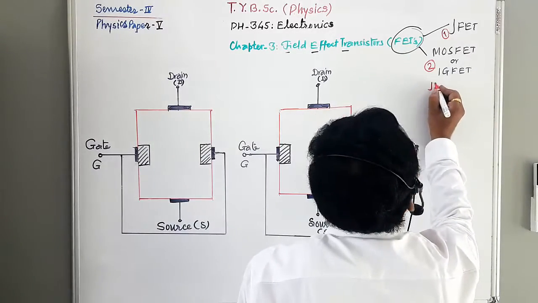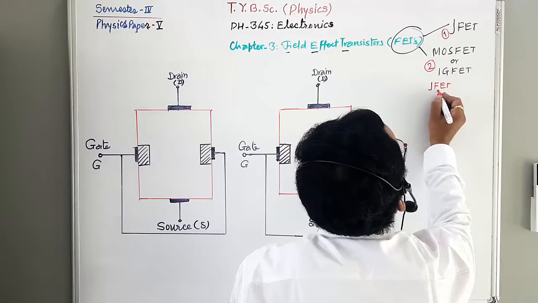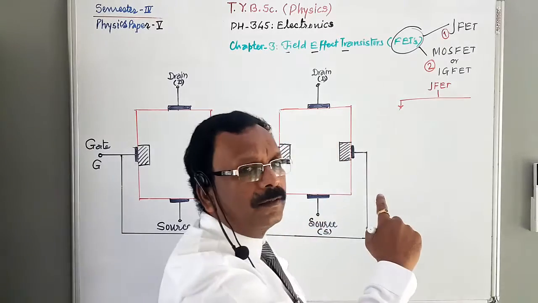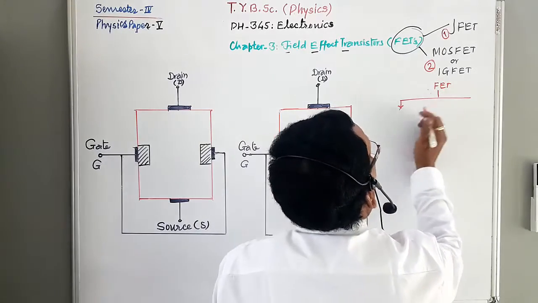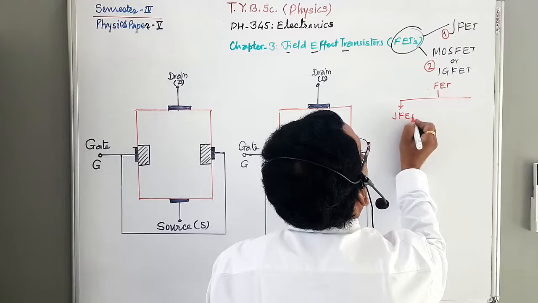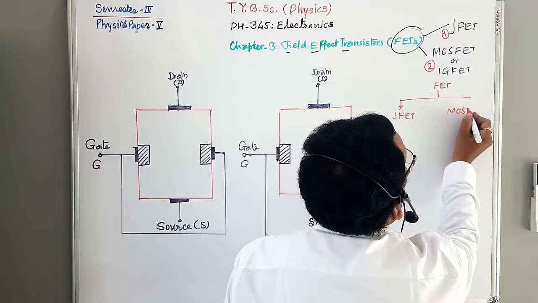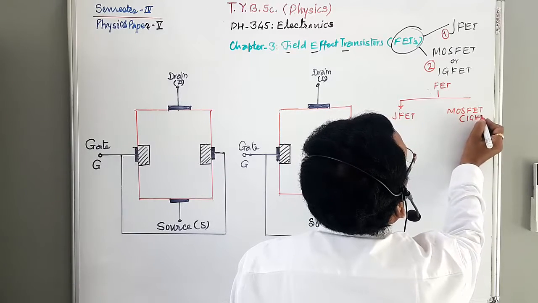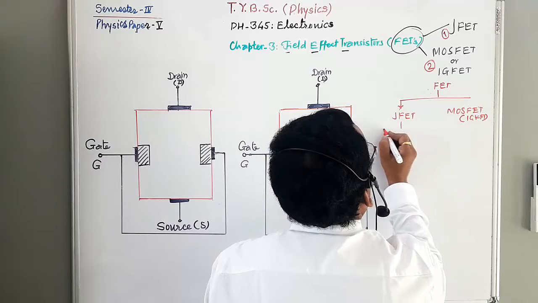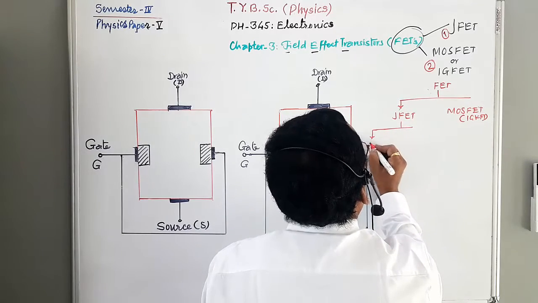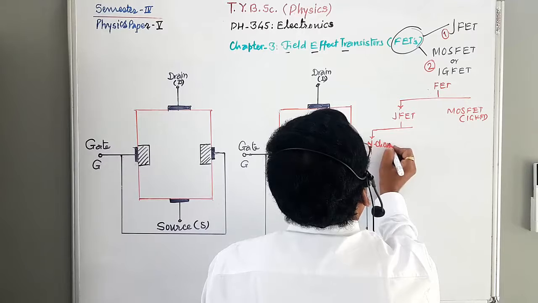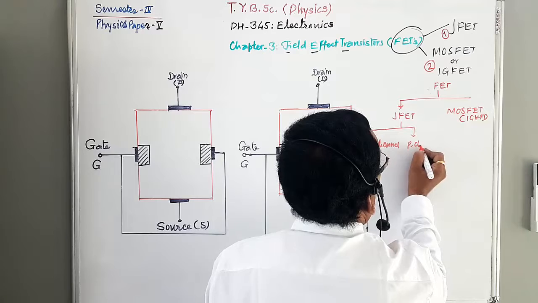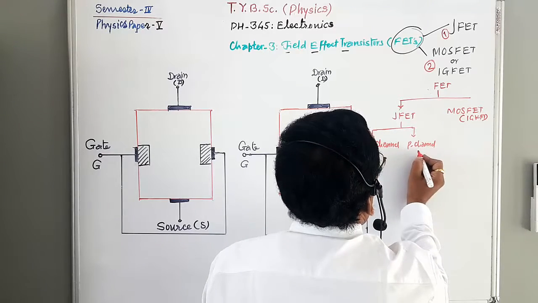FET is classified into JFET and MOSFET, or IGFET. The JFET is again classified into two categories: N channel JFET and P channel JFET.